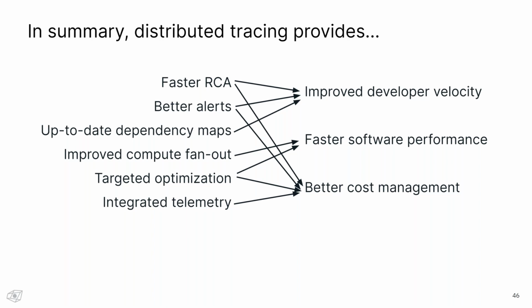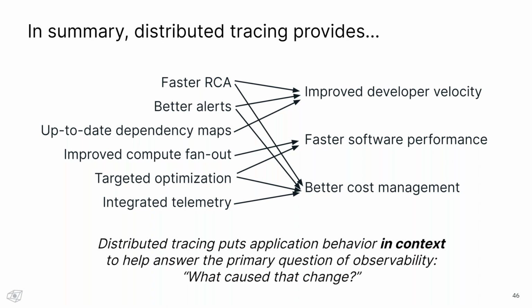If you're able to do more targeted optimization of your code, then that's going to improve performance and help you manage costs. The great thing about tracing is that it's not just a point solution for a point problem. It's really a better way of handling a lot of these really complex and thorny issues around distributed systems that we have to deal with every single day.